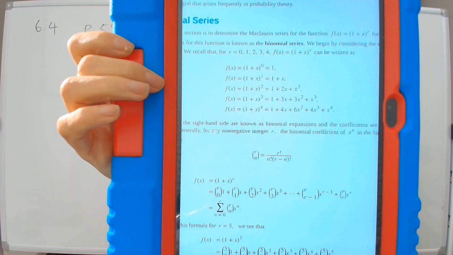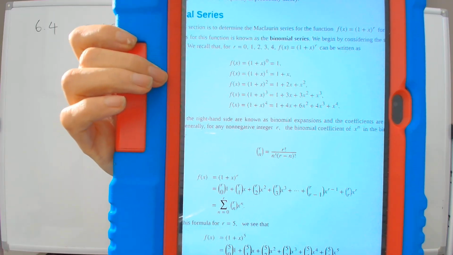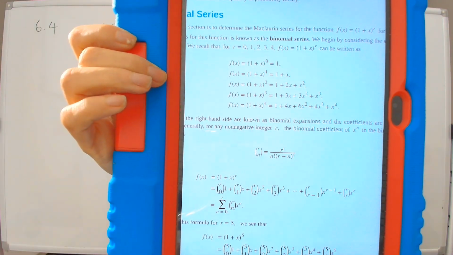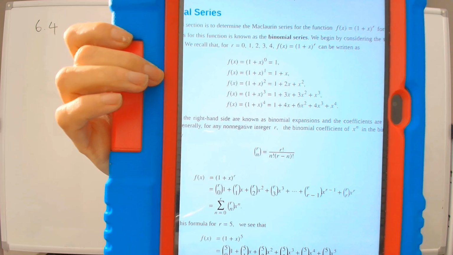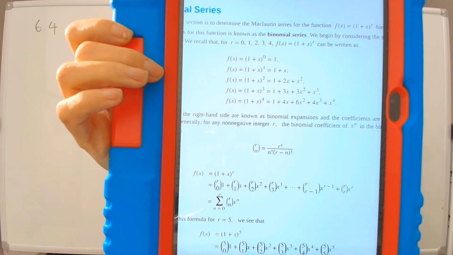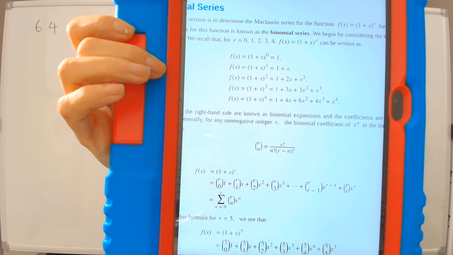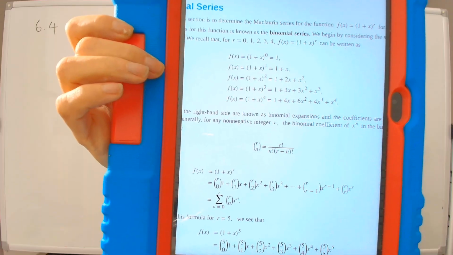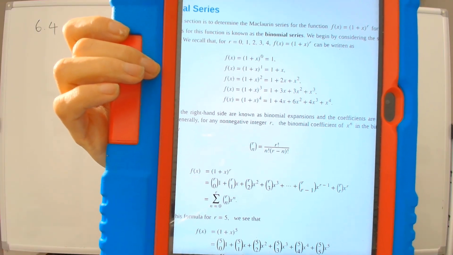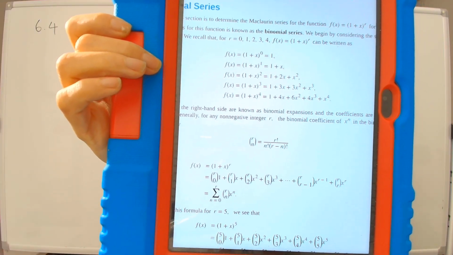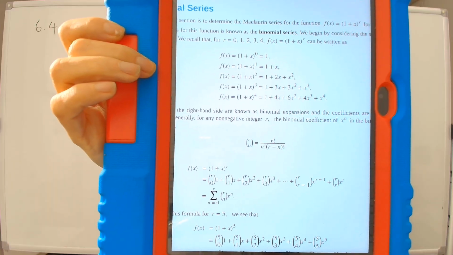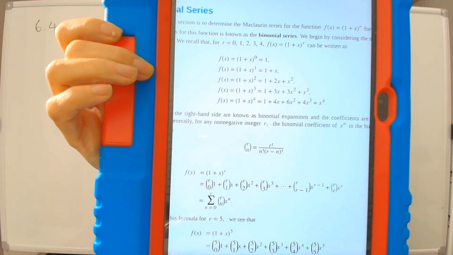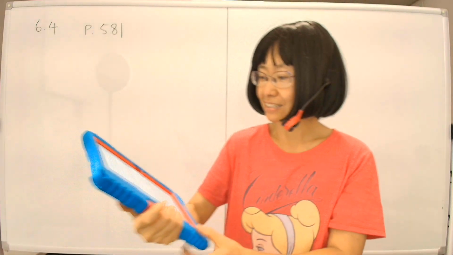The binomial series, as you see on the page, is what happens when you multiply 1 plus x a certain fixed number of times. If you do, then it follows a pattern. The pattern is: start at 1, then 1 plus x, then it becomes 1, 2, 1. I'm talking about the coefficients. Then 1, 3, 3, 1, then 1, 4, 6, 4, 1. And you've seen this several times.